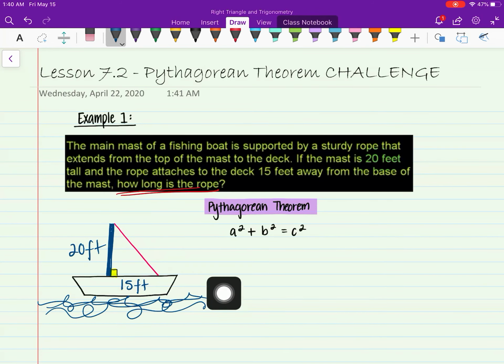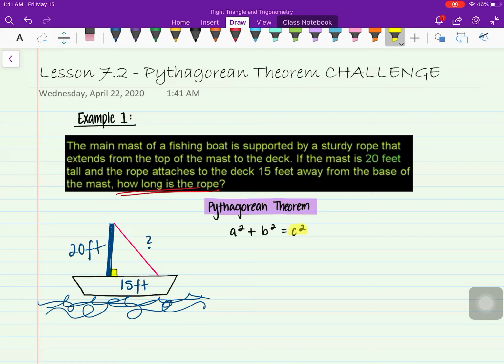So that's basically the red line you see here. So we're trying to find the side. I'll go ahead and just put a question mark there because we're trying to find that. Now, we already labeled our sides of the triangle. We want to go ahead and now focus on which one's going to be our A, B, and C.